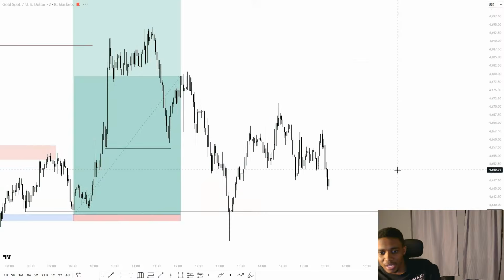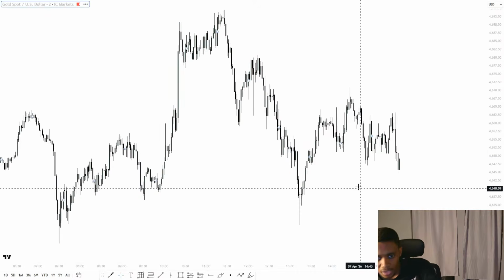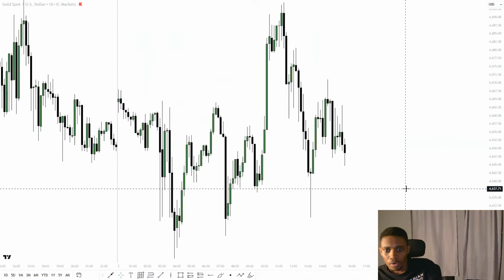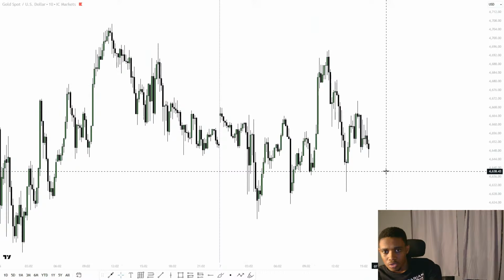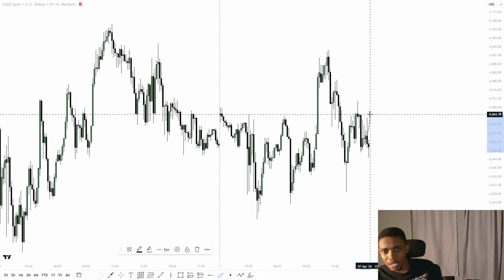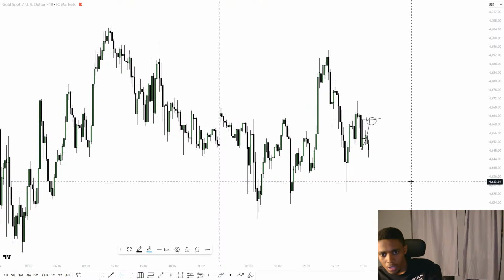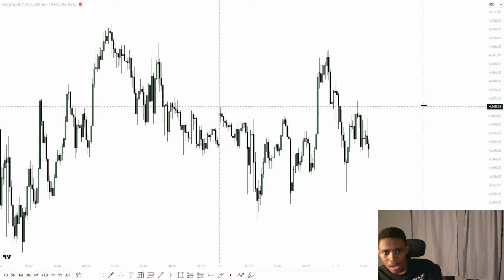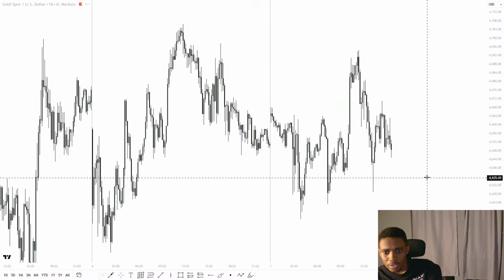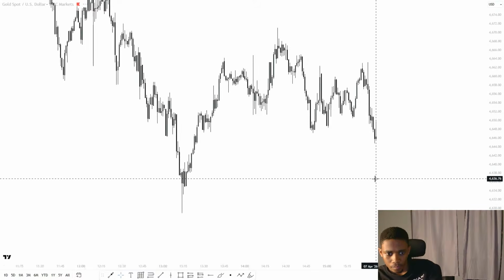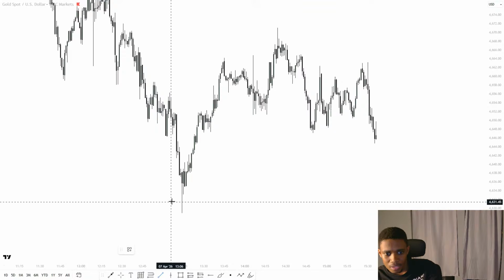Gold, I think let's reanalyze gold. Let's just reanalyze gold because like I've said, I wasn't really putting all my eggs in that basket. So we can see that the push to the upside was for inducement, and then the sell is the one that's going to drive price back down. So now our goal is to look for an area possibly somewhere here.